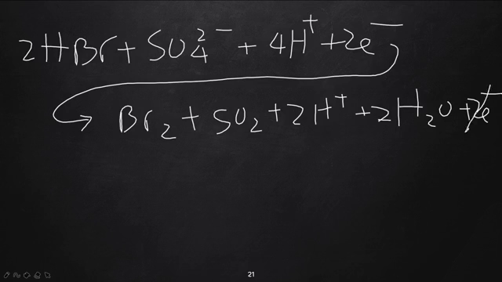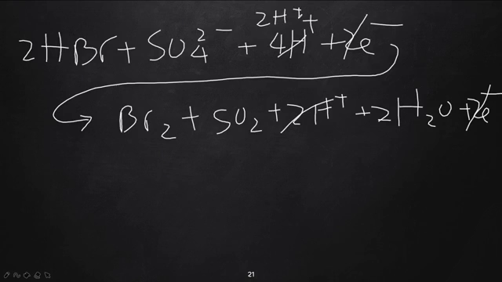So we can cancel out the 2 electrons. If you also look at what we have here, we can cancel out hydrogen ions because they're on opposing sides. On cancelling out the hydrogen ions, we end up with 2H+ on this side and 0 hydrogen ions on that side. We can't cancel anything else.